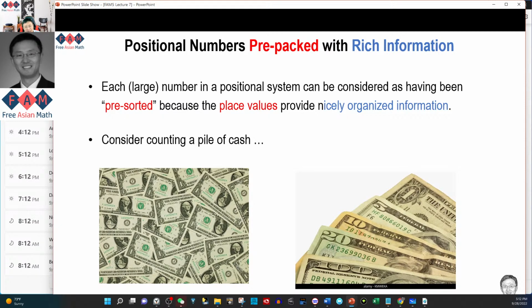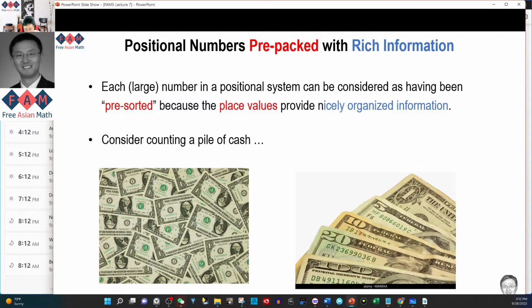You don't have to count 10 of them. I give you just one bill and you know it's 10. And I give you 3, you know it's 30. And so together you have $34. That's actually a very important property of any positional system.